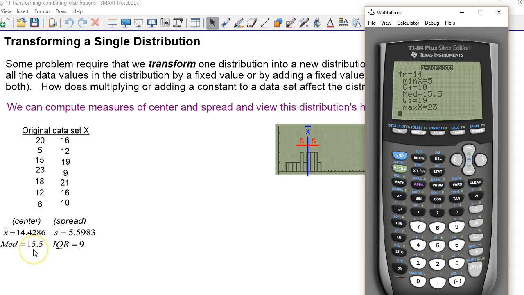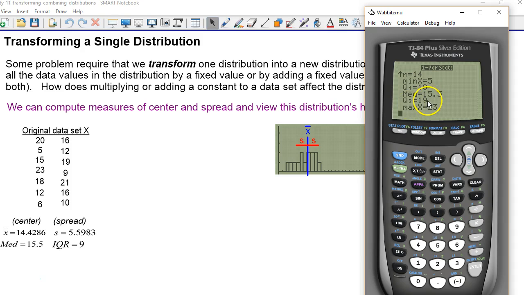The median is also a measure of center. Another measure of spread would be the interquartile range, which is abbreviated IQR. It's the difference between Q3 and Q1. Those are the quartiles. Q1 represents the value at the 25th percentile, 1/4 of the data, and Q3 represents the value at the 75th percentile, where 3/4 of the data is below.